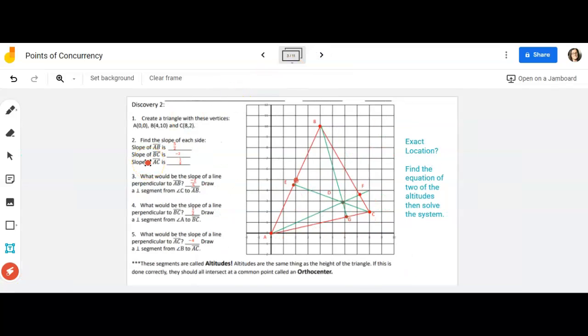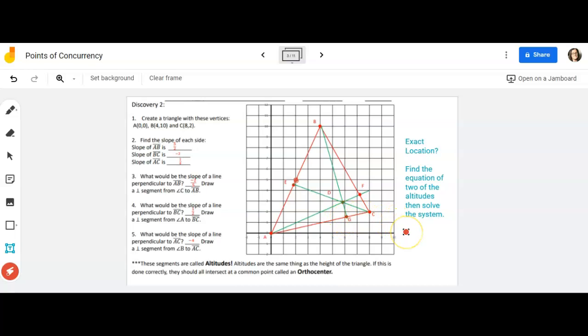Then we did Discovery 2. In Discovery 2, we took the slopes of all the sides and found what they were, and then we wrote the negative reciprocals of them, because to draw altitudes, which is what we're doing here, you need to come from a corner and go to the opposite side, but when it intersects, it needs to intersect at a right angle. So each one of these, every time it hits the side here, it's forming a 90-degree angle. So that makes these lines perpendicular.